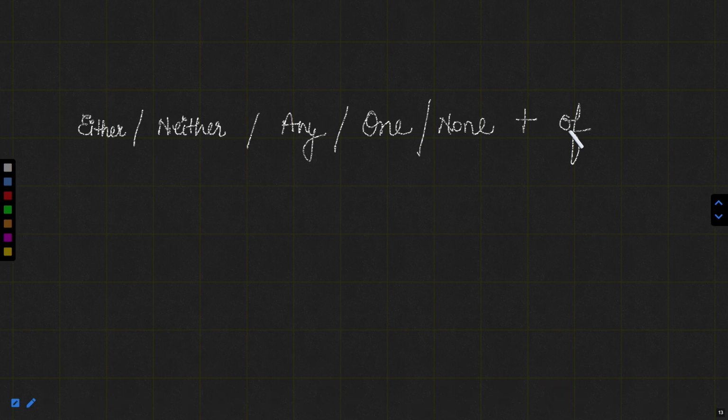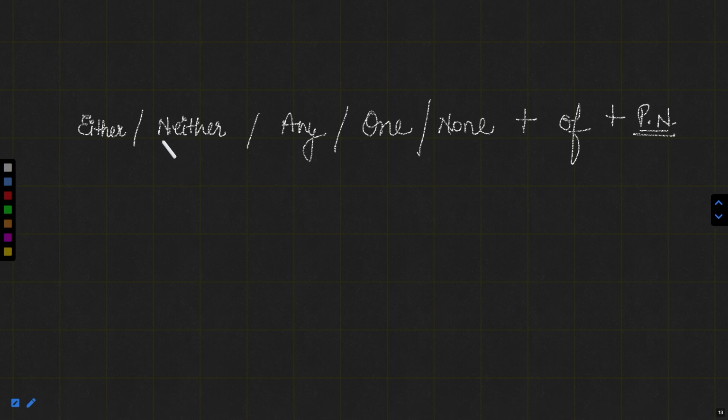These are the structures. One thing is very important. Always the noun which will follow these words should be a plural noun. How? If we say one of, suppose one of you, so you must be plural. Only after that can I pick one. Now either, neither are used for two. So two is the minimum, and two is of course plural because it is more than one.